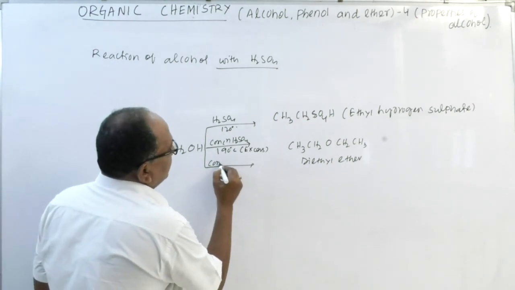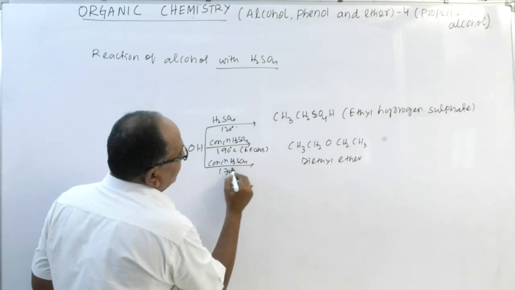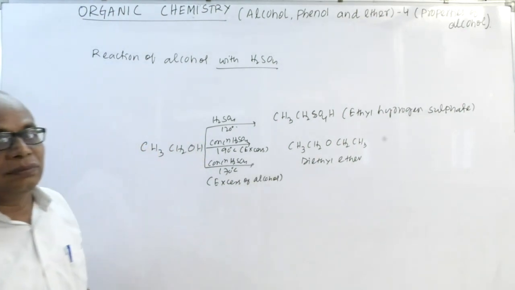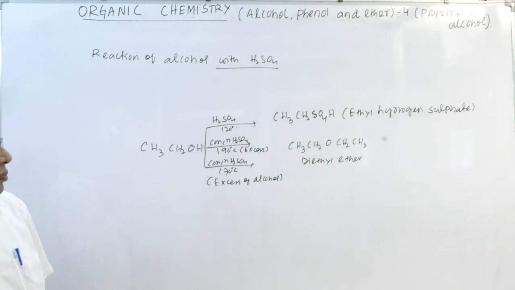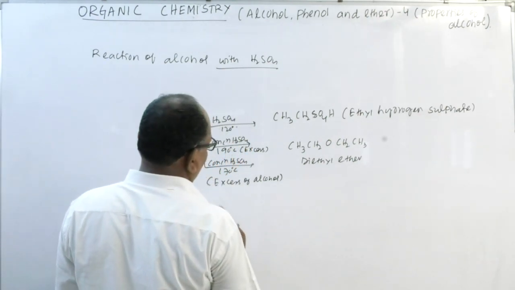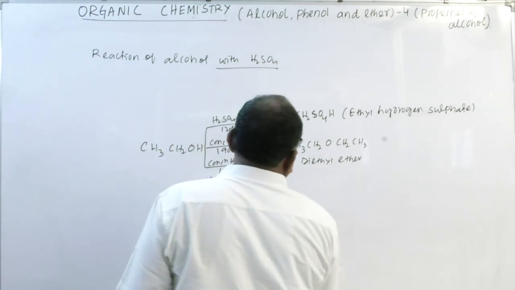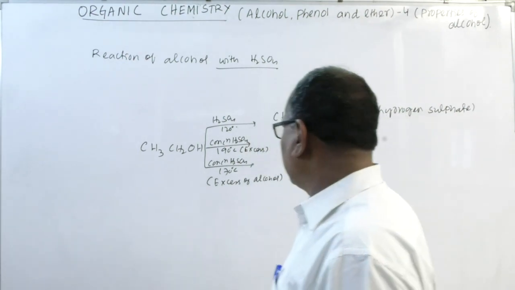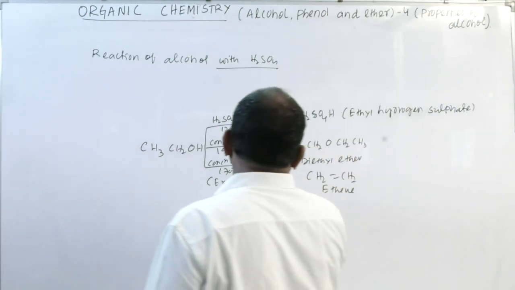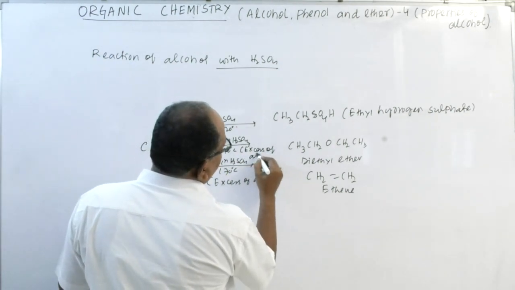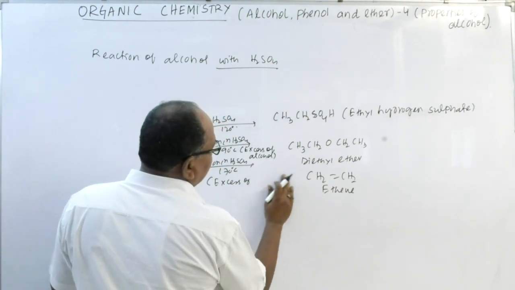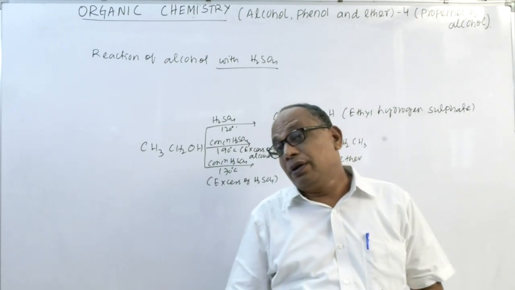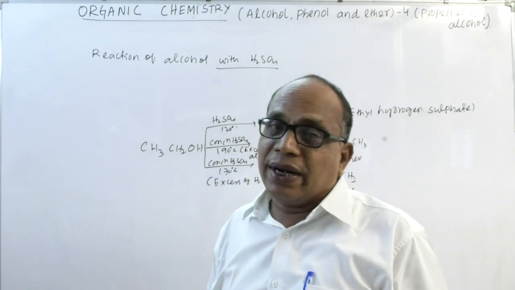Suppose you take concentrated sulfuric acid at 170 degrees C, but excess of alcohol. In this case, it will form ethene. It will form what? Ethene. Okay. Here you take the excess of alcohol. In the earlier case, you take excess of sulfuric acid. So ethanol gives different products by the action of concentrated sulfuric acid under different conditions.